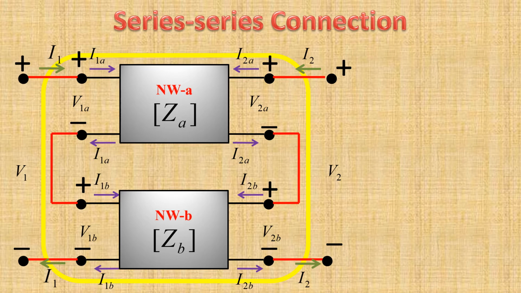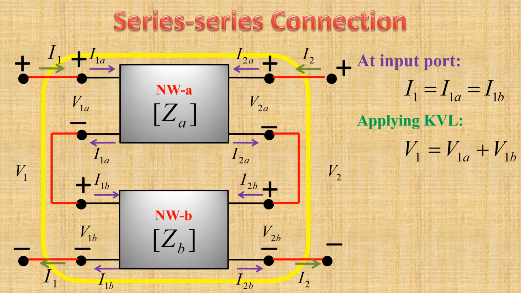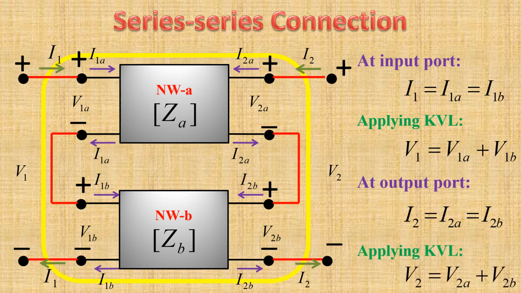At the input port, we can observe I1 equals I1A equals I1B, as the input ports are connected in series. Applying Kirchhoff's voltage law at the input port, we can write V1 equals V1A plus V1B. As the output ports are connected in series, we can write I2 equals I2A equals I2B. Applying Kirchhoff's voltage law, we get V2 equals V2A plus V2B.